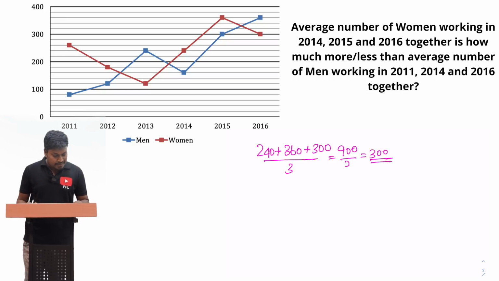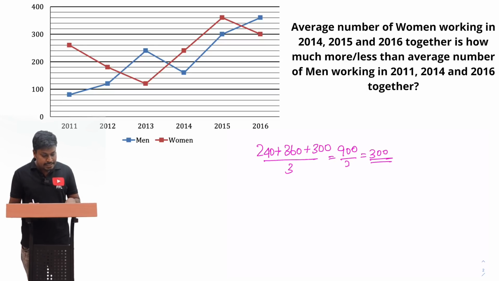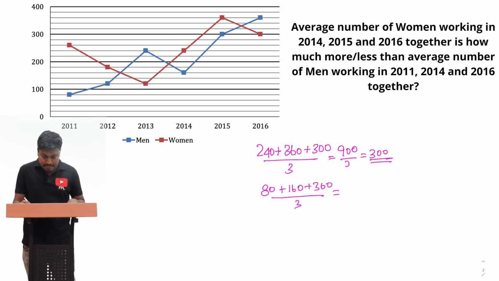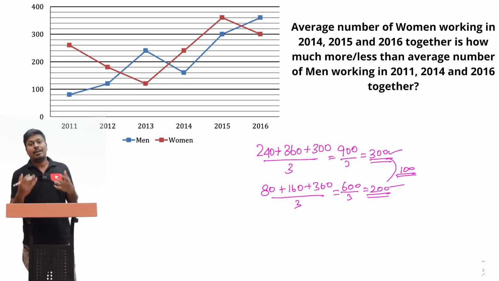Got it? So we need to find the average number of men working. So 2011 men will be 80, so 2080, right? So 2014 is 160 and this becomes 360. So divided by 3, this becomes 600 by 3, so 200. So you can see that women is 300, men is only 200. So what is the difference? Difference is 100. So we can say that there are 100 women more.